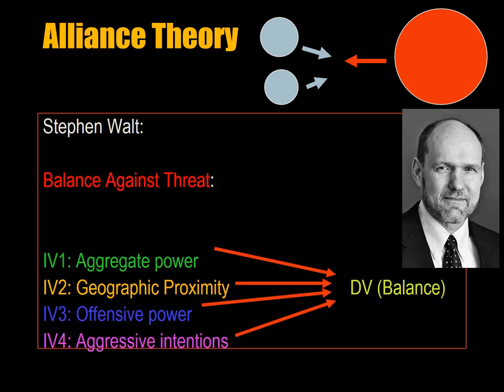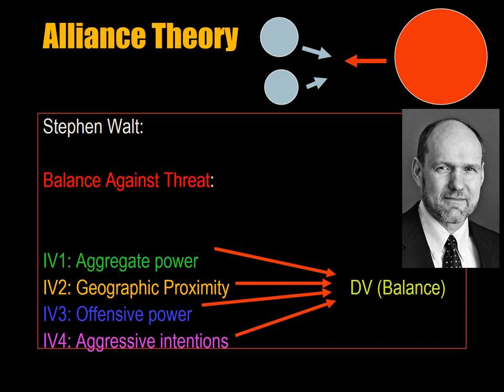So Stephen Walt's balance of threat has four variables. One is the aggregate power, which is basically balancing against a threat. Geographic proximity: the closer you are to the threat, the more likely you are to oppose it. Whether the threat has offensive power, meaning the ability to expand, perhaps through offensive maneuver capabilities. And the fourth variable is its aggressive intentions.